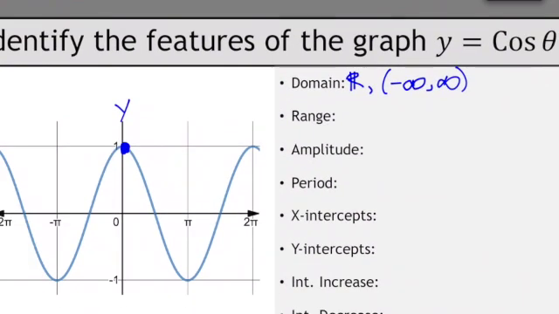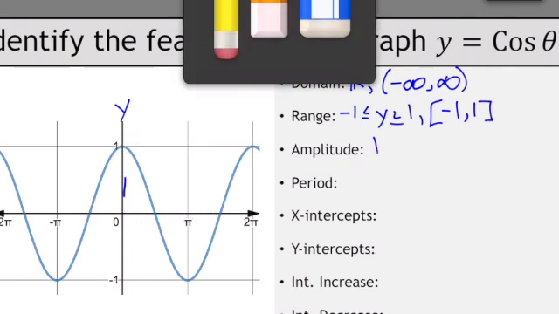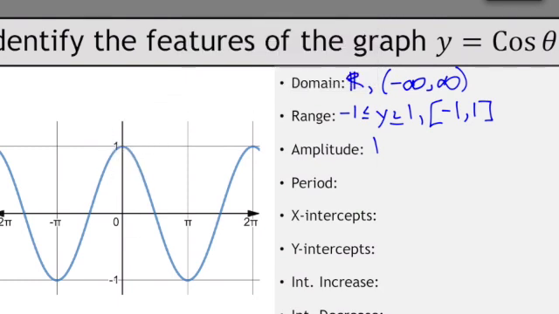All right, it goes on forever. The range, same idea. The range is going to go from -1 all the way to 1, or we can say from -1 to 1 if we wrote it in interval notation. The amplitude, the distance from the midline to the highest point, is still 1. The period is still going to be 2 pi. That's how long it takes for the function to start over again. We can see it there. If we go backwards, we'll see another period there. So it's going to be a distance of 2 pi.